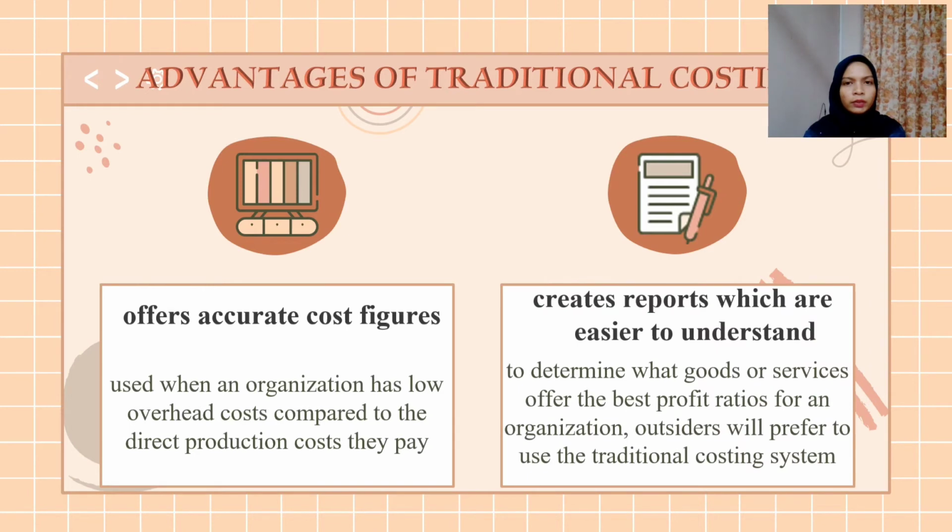Secondly, if you are trying to determine what goods or services offer the best profit ratio for an organization, outsiders will prefer to use the traditional costing system. The reports generated by this calculation are often easier to read and understand because it puts everything into a ringgit and cent category. For investors, employees, or other interested parties, the traditional costing system makes it possible to understand some of the basics of a company's financial picture. Activity-based costing cannot be accurately used for external reports because of the multiple activity rates involved.